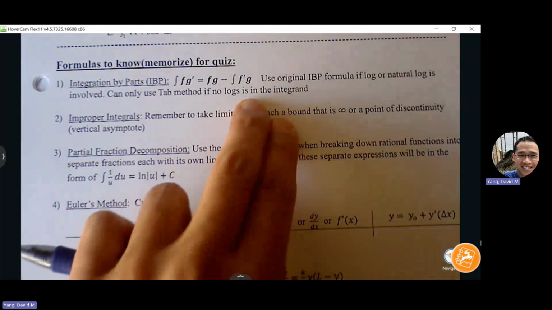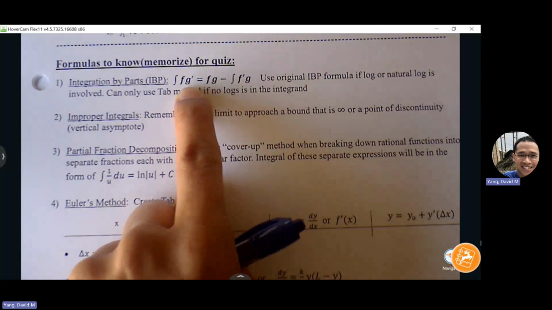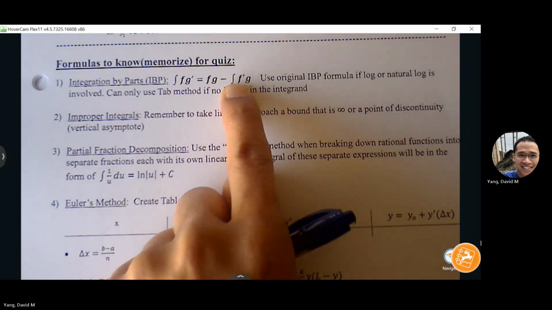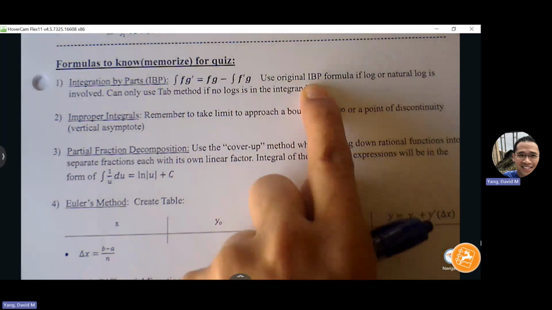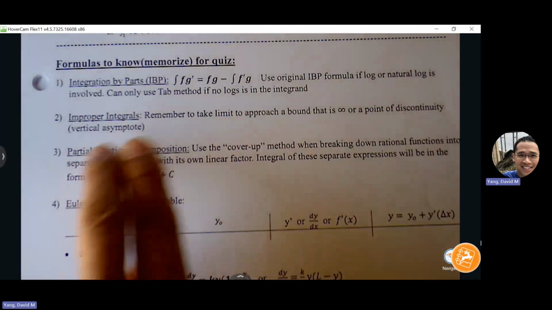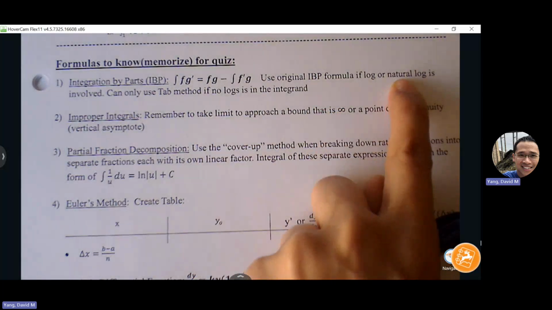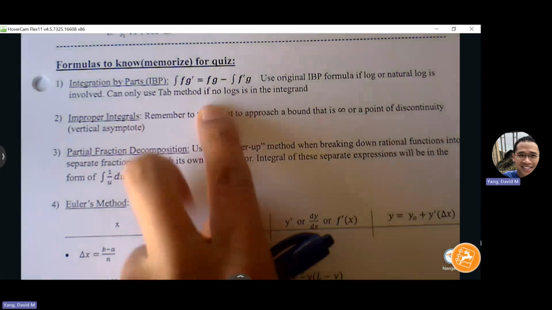Now, within integration by parts, there are 2 different ways of doing it. One way is using this integral formula: integral of f prime g equals fg minus integral of f g prime. But we're forced into this original integration by parts formula, integral of fg prime equals fg minus integral of f prime g, if a log or natural log is involved, because we're not able to use tab method if logs are in the expression. So that means your f is going to have to be your log, and then whatever is remaining is going to be your g prime. We can only use tab method if no logs are in an integrand.